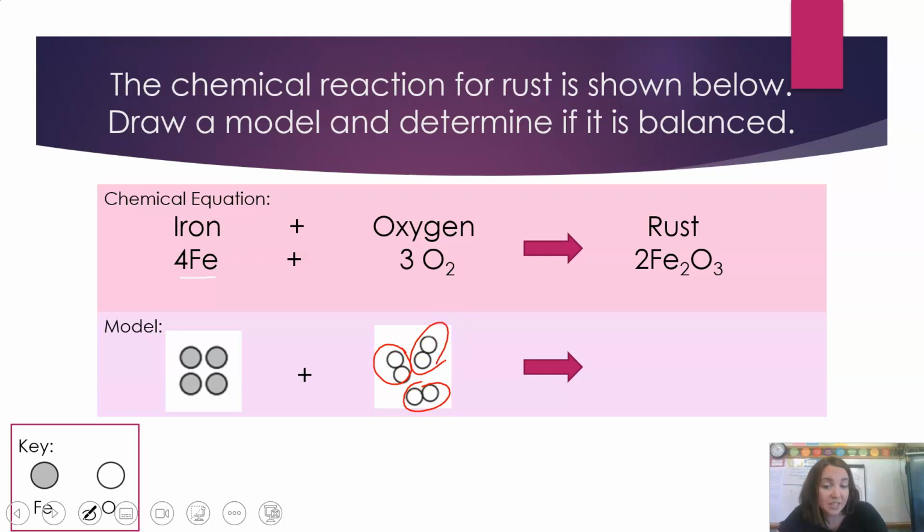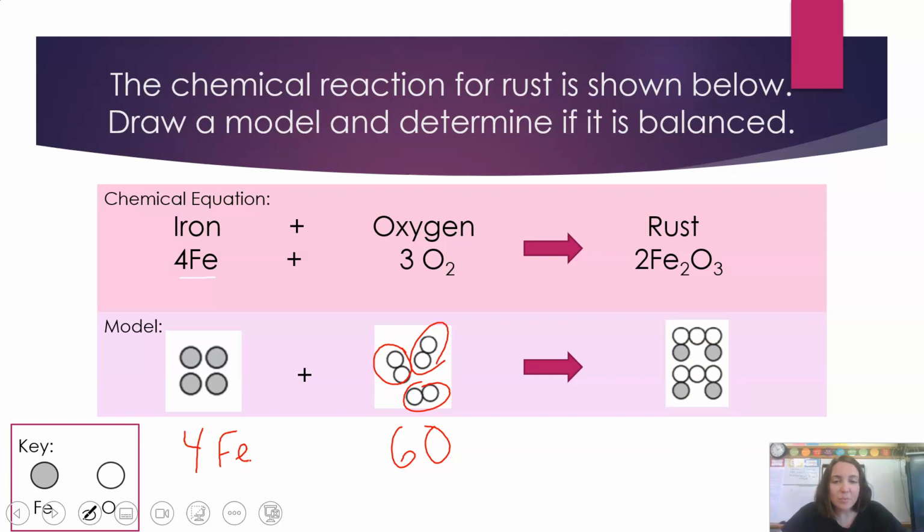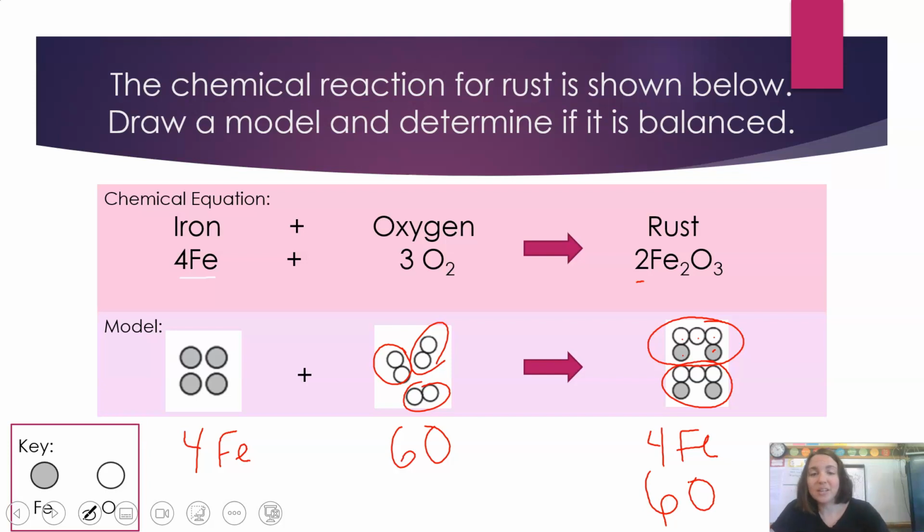Okay, but there's a total of 6 oxygens there. Let's write that down just in case. 6 oxygens. Here I have 4 irons. And let's see, on the product side, I have 2 molecules of Fe2O3. So here's the first molecule. I see my 2 irons in gray and my 3 oxygens in white. And then my second molecule is indicated by the coefficient 2. In total, I have 4 Fe, 4 gray, or 4 iron, and 1, 2, 3, 4, 5, 6 oxygen. So, taking a look, it appears that this chemical reaction is balanced. And there we go.